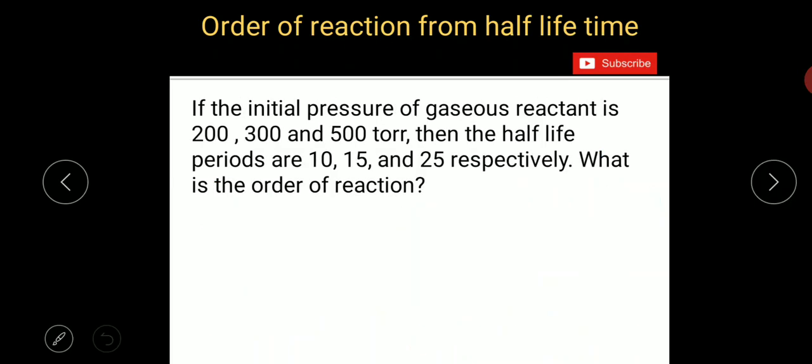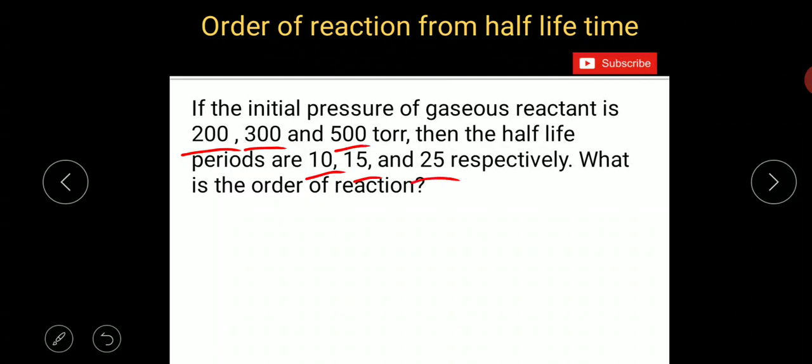Now we have one more question. If the initial pressure of a gaseous reactant is 200, 300 and 500 torr, then the half-life periods are 10, 15 and 25 respectively. What is the order of reaction? Initial pressure 200, then half-life time is 10. When the initial pressure is 300, half-life time is 15. If the initial pressure is 500, then half-life time is 25.